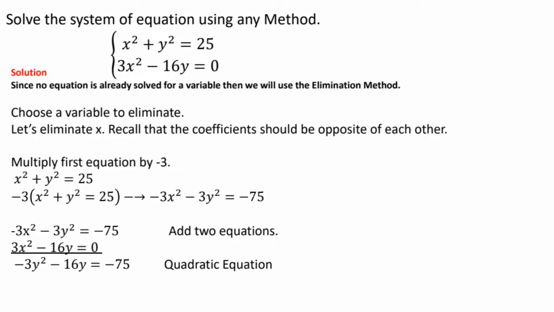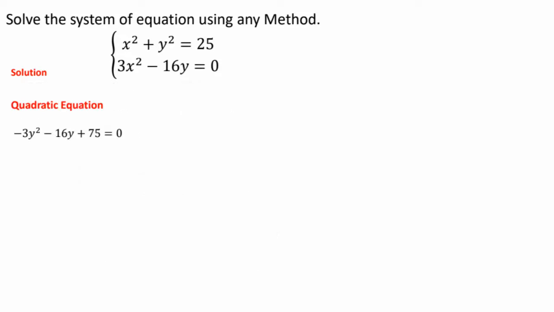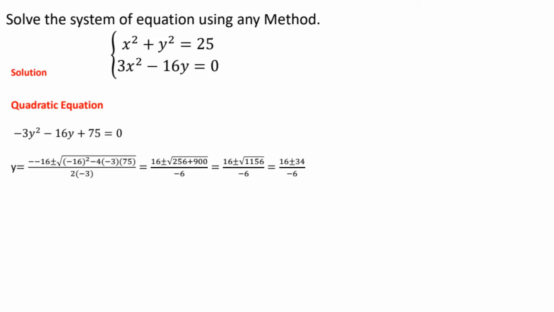-3y squared minus 16y equals -75, plus 0 is just -75. Again, I am left with a quadratic, so I'm going to solve for 0. When I do this, I can factor it or I can use my quadratic equation again.